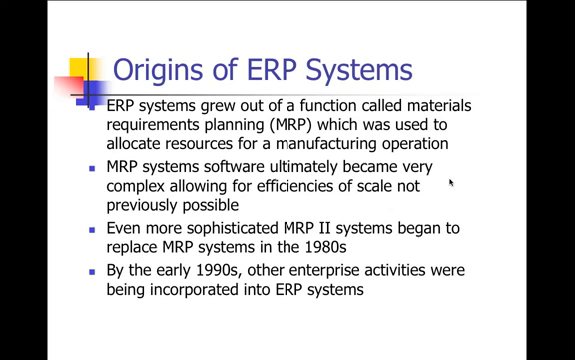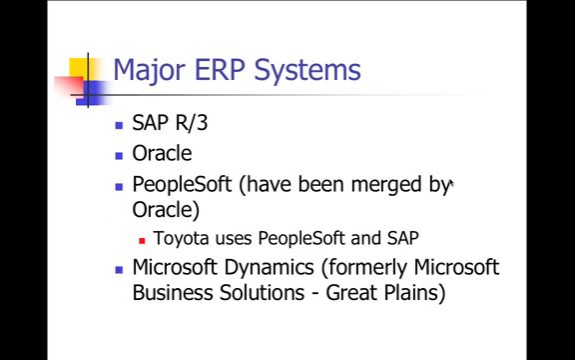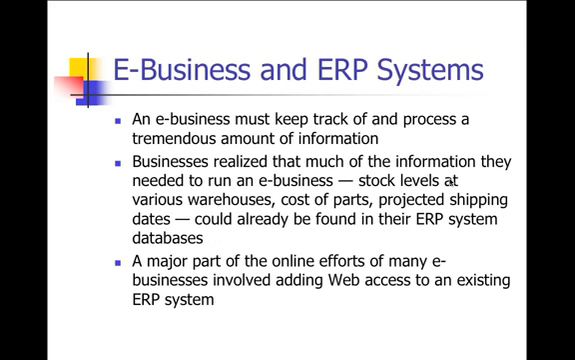By the 90s, other enterprise activities were incorporated into the system. So it took until about the 90s, I guess. Really, they've only been around since the 2000s in full operation, and they're still not very popular. The people that have these systems don't know how to use them, which is interesting, and is why there's such a need for consultants to go out and help them make the system actually function. So they encompass everything, not limited to the following functions: sales, order entry, raw materials, accounting, human resources. Major ERP systems, we've actually looked at this list already, so I'm going to skip through it.